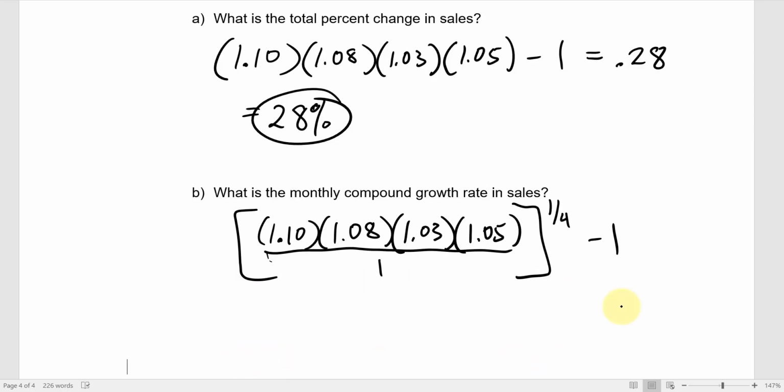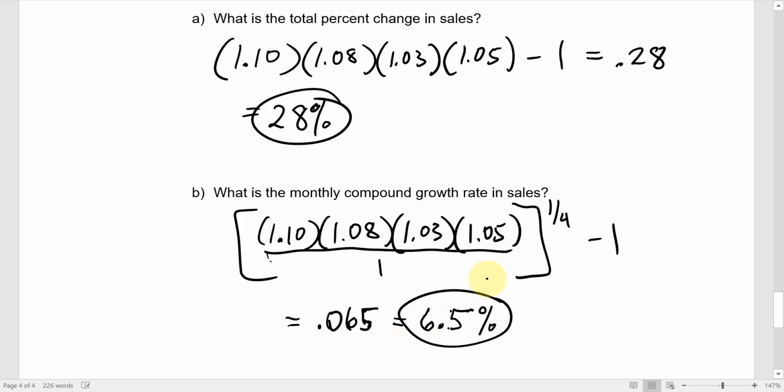So be very careful about typing that correctly into the calculator to make sure you multiply all these together and then raise to a power 1/4. And then subtract the 1. It's about 0.065. About 6.5% monthly increase to get a 28% overall gain.